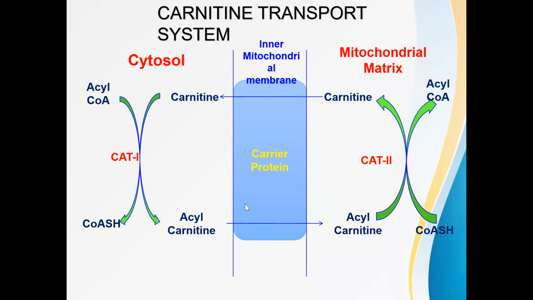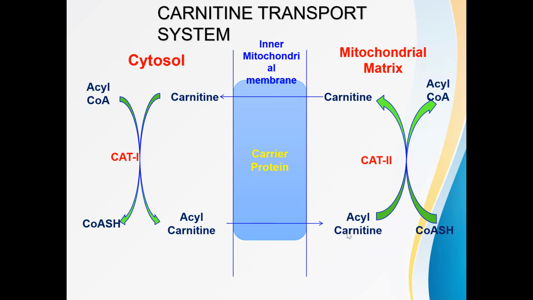This acyl carnitine will be transported across the membrane with the help of a carrier protein so that it gets inside the mitochondrial matrix. This acyl carnitine is permeable through the membrane and it is transported with the help of carrier protein inside the mitochondrial matrix. So acyl carnitine is now inside the mitochondrial matrix.